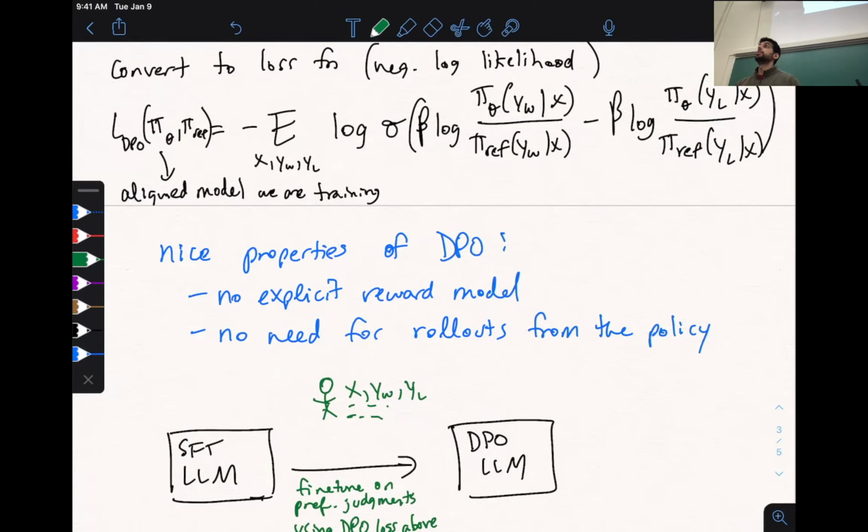And you can also use LLM generated preferences for getting your preference judgments. There's a paper linked in the readings called RLAIF that replaces the human preference with LLM generated preference. So you can use that in this process as well. Yes?